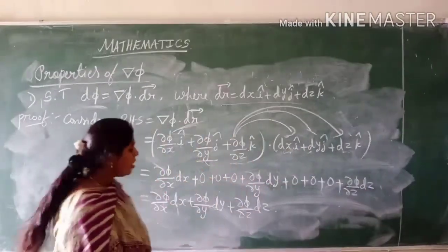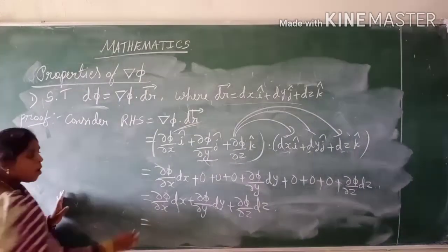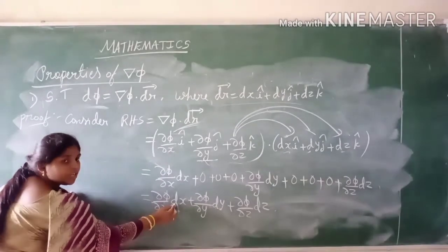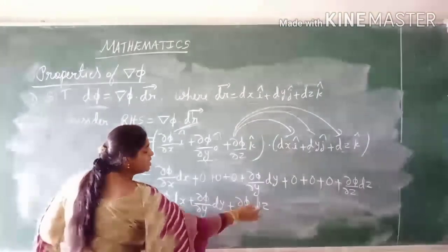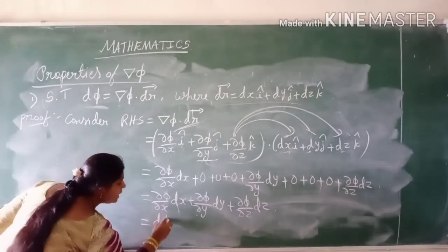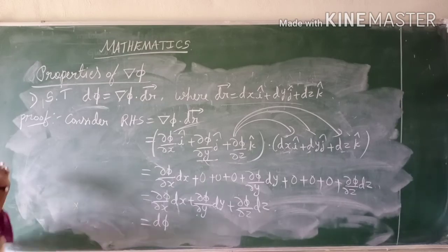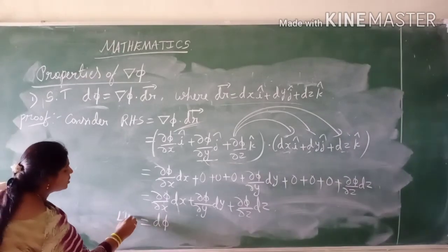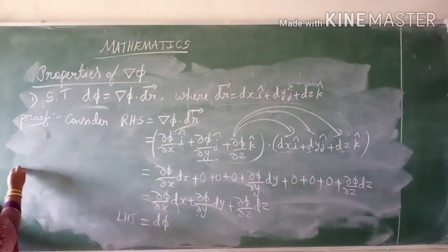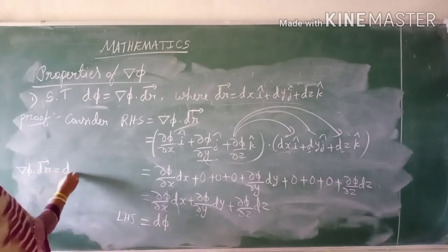You already learned the total derivative concept in the first semester. Dou phi by dou x into dx plus dou phi by dou y into dy plus dou phi by dou z into dz can be written as d phi. This is the total derivative of the function phi, if phi is a composite function of x, y, z. This is the LHS. Therefore, you have proved that grad phi dot d r vector is always equal to d phi.